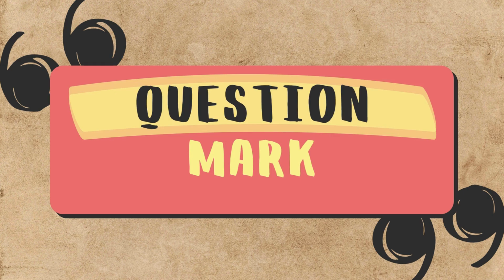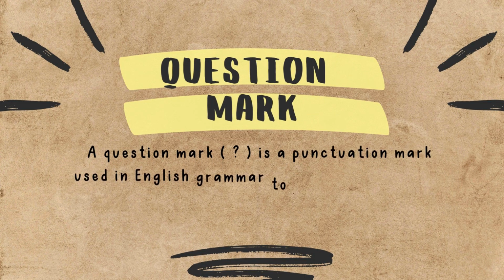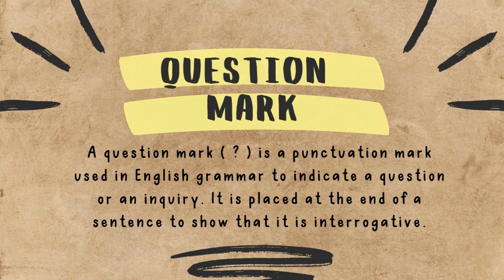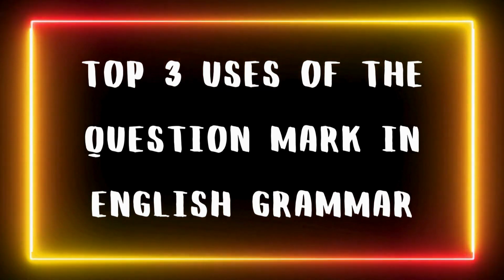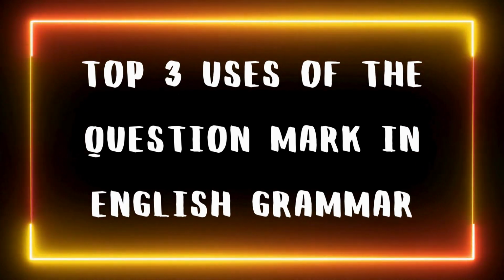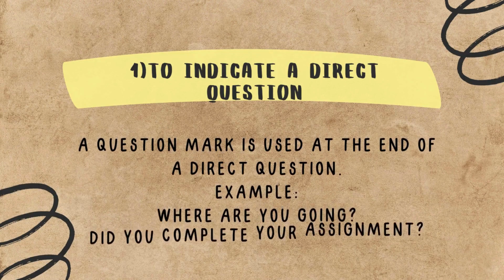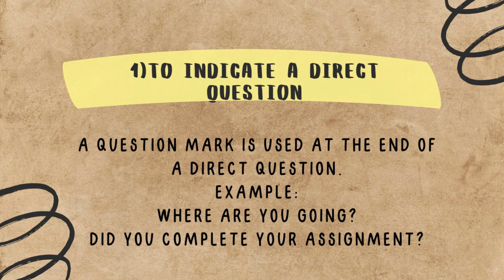Question mark. In this video, we are going to discuss what a question mark is and its uses. Let's get started. A question mark is a punctuation mark used in English grammar to indicate a question or an inquiry. It is placed at the end of a sentence to show that it is interrogative. Come to the uses. Here are the top 3 uses of the question mark in English grammar. Number 1: we use it to indicate a direct question. A question mark is used at the end of a direct question.